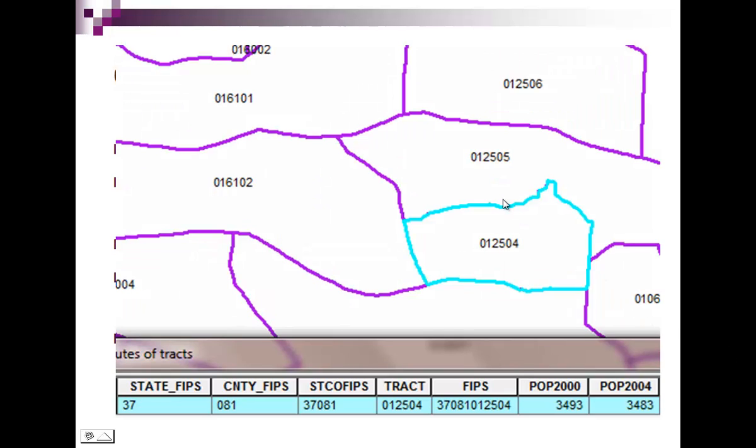So you can see the tract here is 012504. And then the FIPS code for this is going to be 37081. There might be other states that are 37, which is North Carolina. There might be other counties that are 081. There might be tracts that are 012504 in other counties, but that's the only one that's going to be 37081. So that's how we can start to concatenate these names to a smaller and smaller enumeration unit.